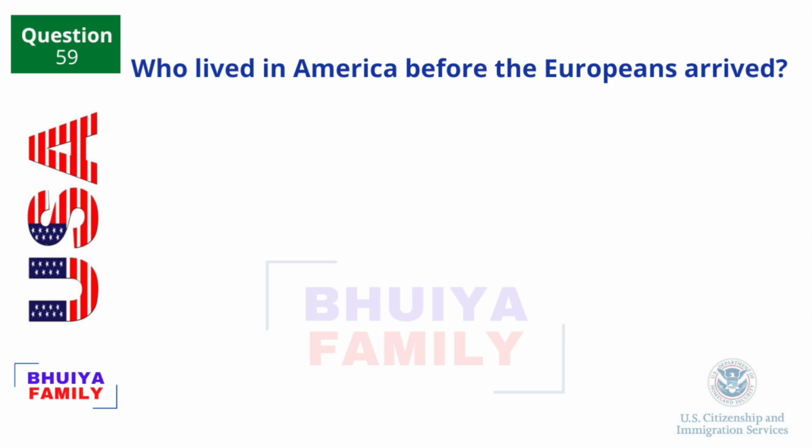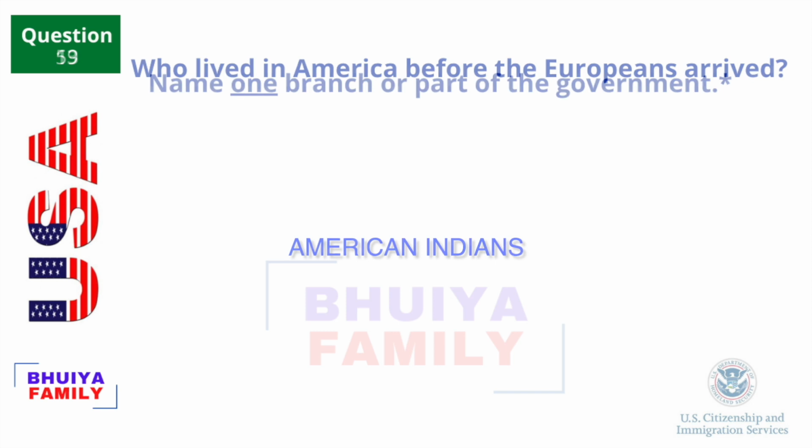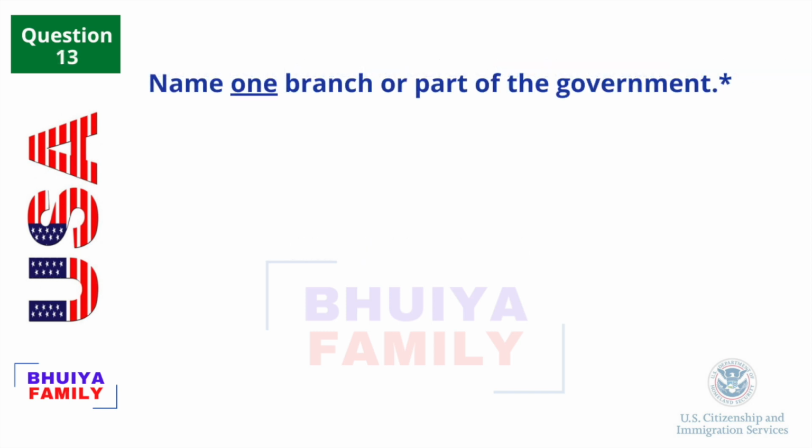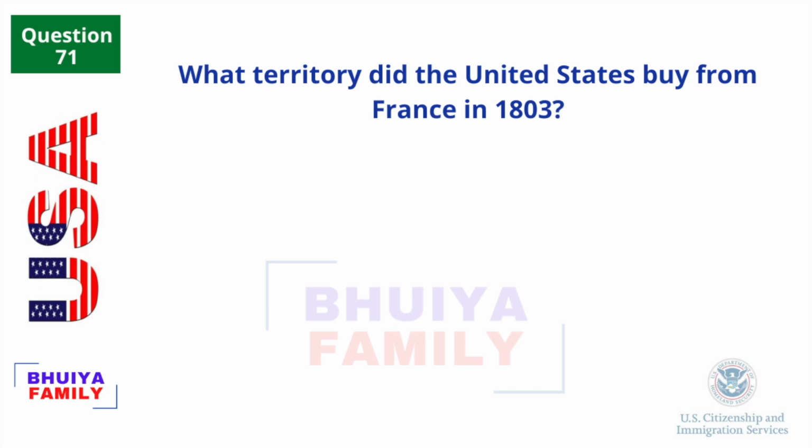Who lived in America before the Europeans arrived? American Indians. Name one branch or part of the government. Congress. What territory did the United States buy from France in 1803? The Louisiana Territory.